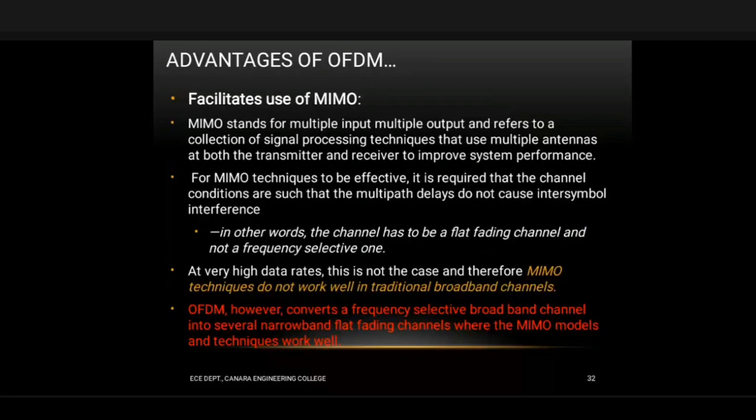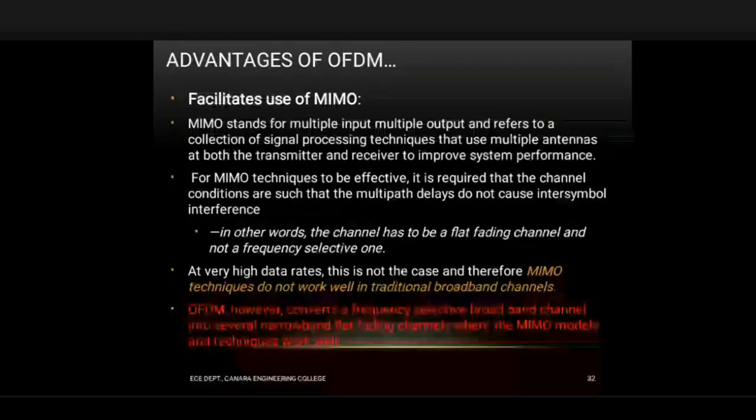Next one is facilitates use of MIMO. So MIMO, as you know, stands for multiple input, multiple output, and the channel has to be flat. For MIMO techniques to be effective, it is required that the channel conditions are such that multipath delays do not cause inter-symbol interference. So if you want the MIMO techniques to be effective, the multipath delays should not cause inter-symbol interference.